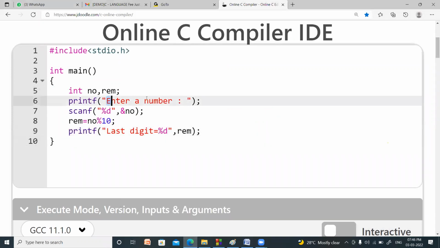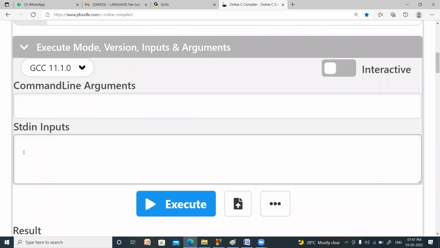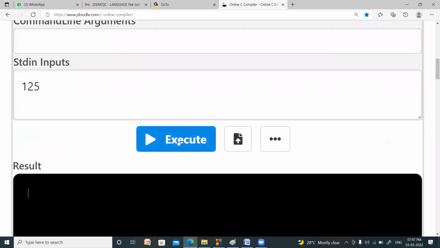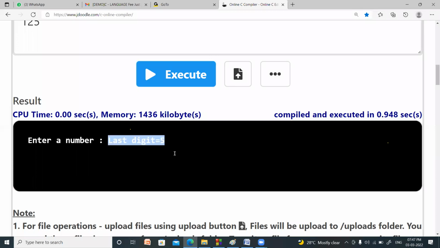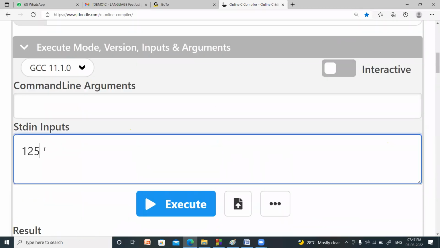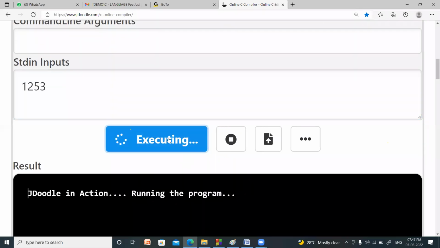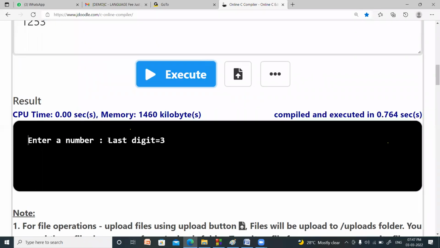Now the computer reads a number, no? That number should be provided here, in the standard inputs. Whatever number you want, type it here: 125. Now execute this program. See, last digit equal to 5. Got it? Suppose my number is 1253, my last digit is 3. Execute again: last digit equal to 3.